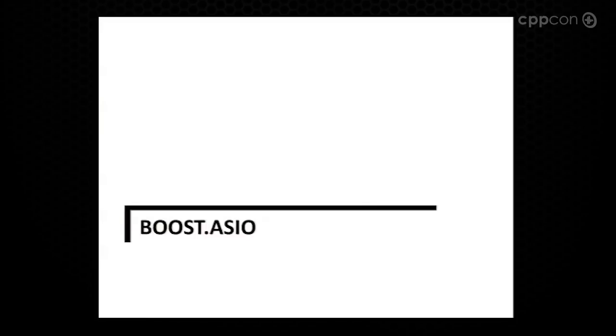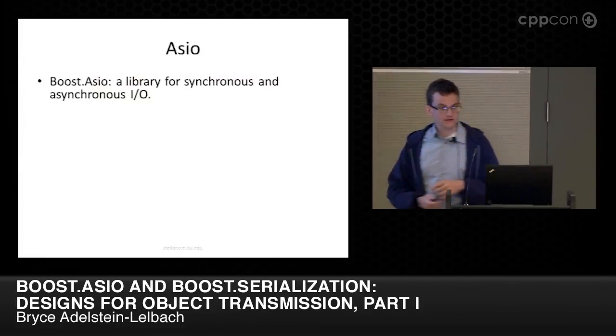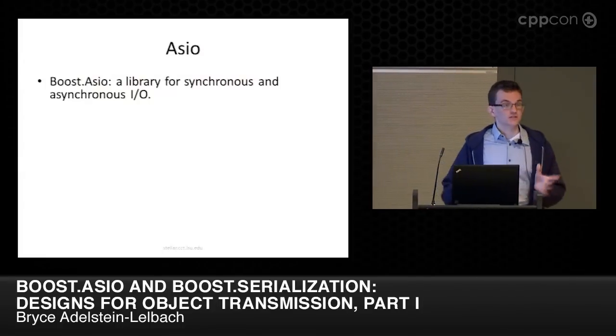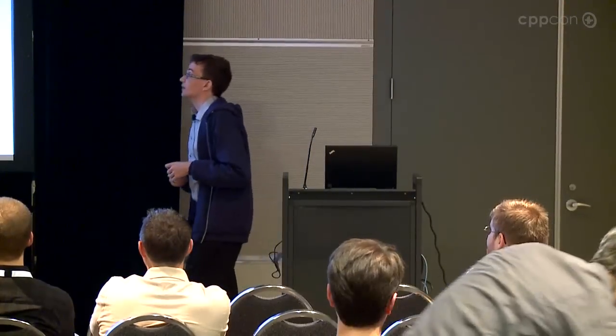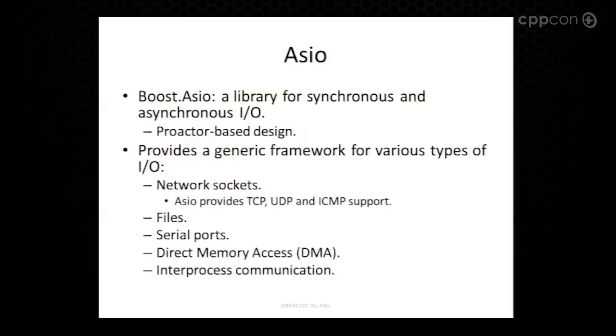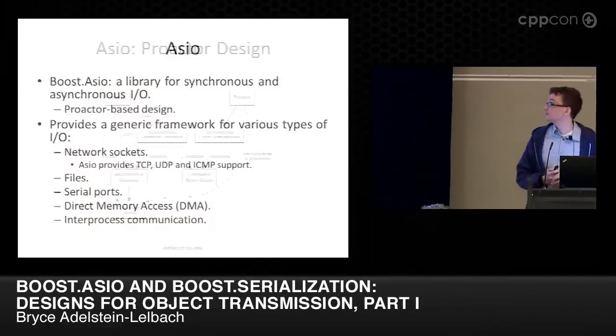All right, so Boost.Asio is the first thing we're going to talk about. Boost.Asio is a library for synchronous and asynchronous I/O. It's usually used for networking, but it's usable for all sorts of I/O events. In fact, it's usable in general for managing asynchrony. It's a very general purpose framework. It uses a proactor-based design, which we'll talk about in the next few slides. And here are some of the things you can do with it: network sockets are the canonical example, files, serial ports, direct memory access, inter-process communication, stuff like this.